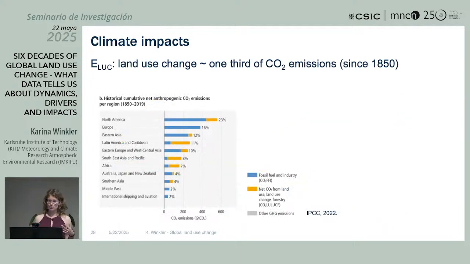When looking at the different world regions that have contributed to CO2 emissions over time, we also see that the global north, North America, Europe, Eastern Asia, has contributed more than the global south. And here again in orange, we see the part which is coming from land use change and the forestry sector.